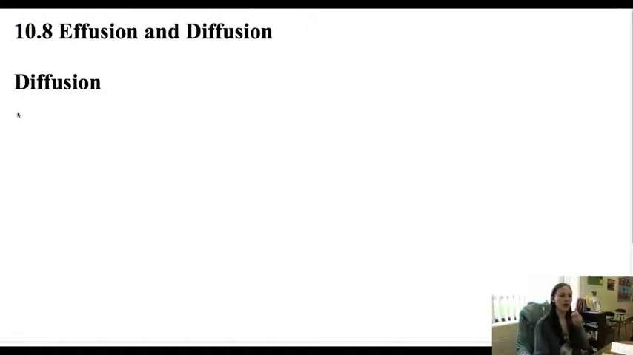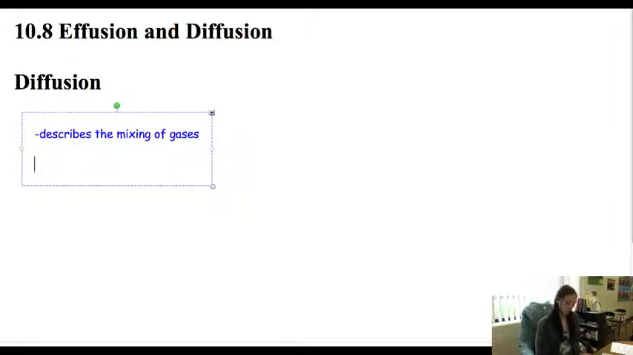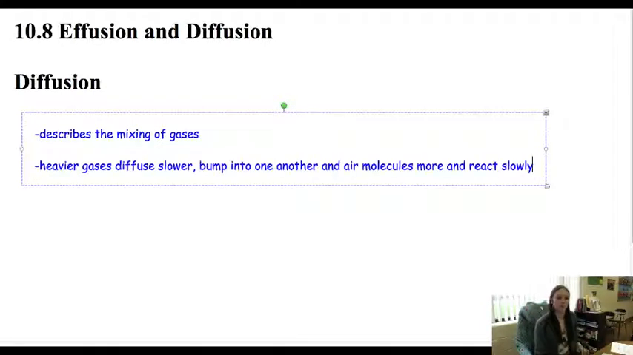Diffusion is the idea of gases that are mixing. So you want to think about if I light a candle, and it's scented, that scent is going to slowly leak throughout the entire room. And everybody will slowly smell that. That is diffusion, where the gases mix. With diffusion, heavier gases diffuse slower because they're going to bump into one another a lot more often. Also, gas molecules that are larger in size, so stretched out more, will also bump into one another more often, and those are going to move more slowly. So that is diffusion.